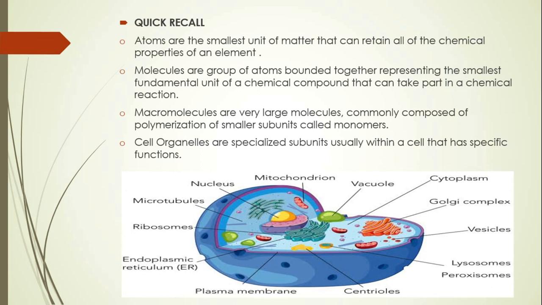Now, not only that, we also have what we call the cell organelles. The cell organelles are specialized subunits, usually within a cell, that have specific functions. Taking a look at the diagram before you, a diagram of an animal cell, you can see various labels there. You have the mitochondria, the nucleus, the vacuole, the cytoplasm, vesicle, lysosome, peroxisome, plasma membrane, ribosomes, and all of that.